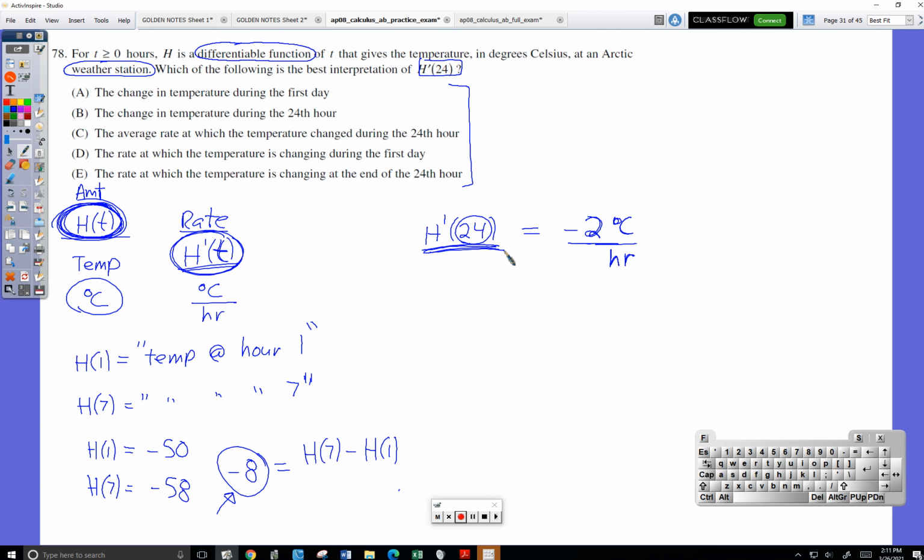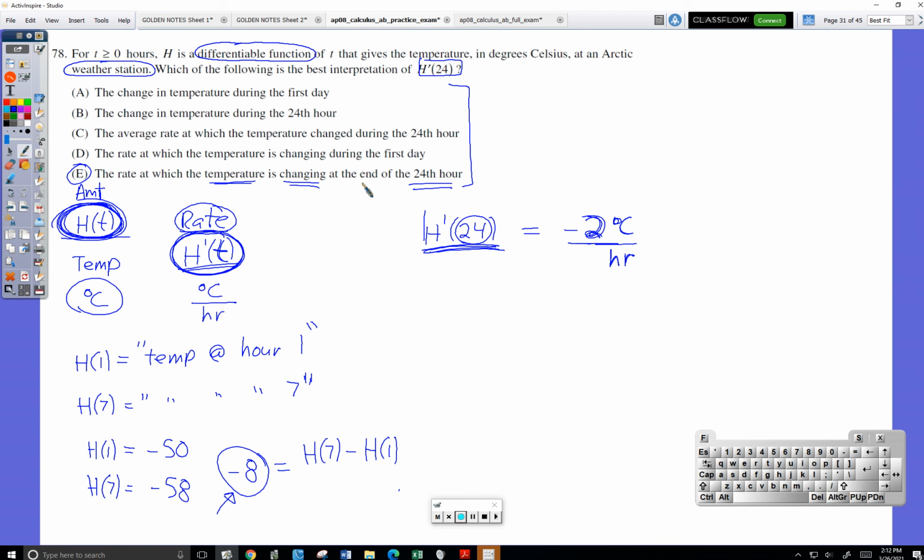E. This is describing the rate, we already talked about that. It's describing the rate at which the temperature is changing. In our example, the temperature was decreasing, but whatever. At the end of, on the 24th hour. Is that okay? I guess I'm just kind of confused about the "at the end of." I think that's a little confusing myself.